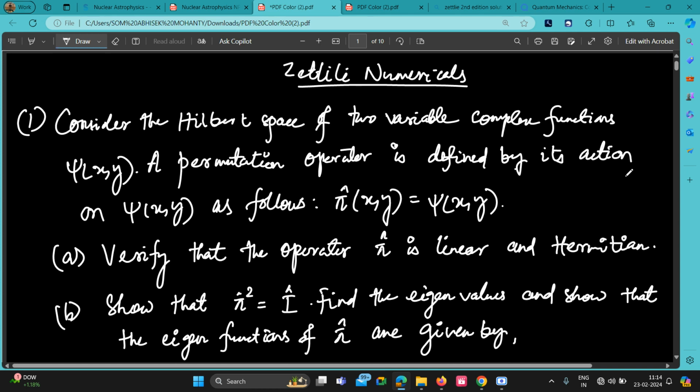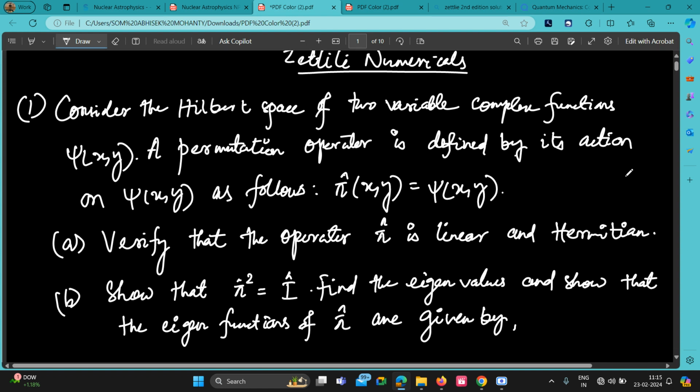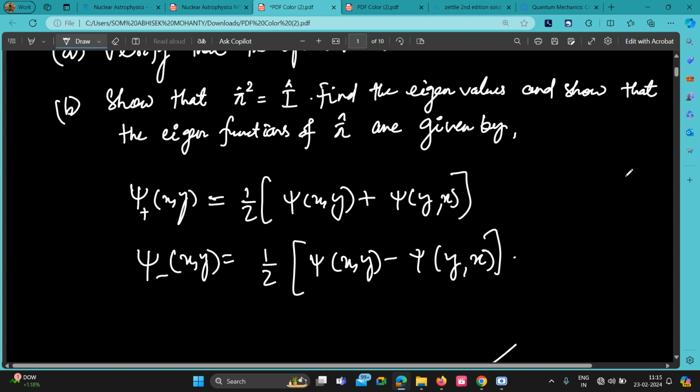Consider the Hilbert space of the two variable complex function psi xy. A permutation operator is defined by its action on psi xy as follows: pi psi xy is equal to psi yx. Verify that the operator pi is linear and Hermitian so that pi square is equal to I, and find the eigenvalues so that the eigenfunctions of pi are given by these.